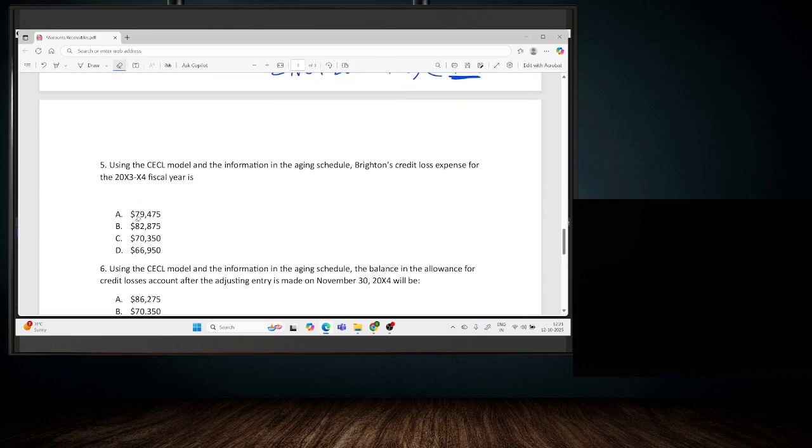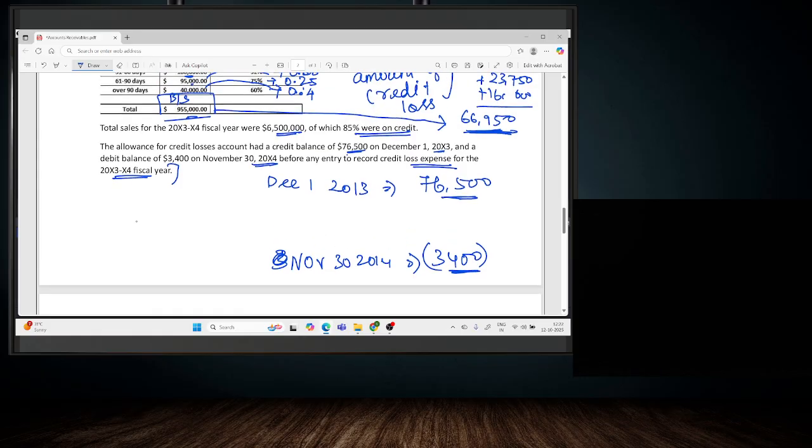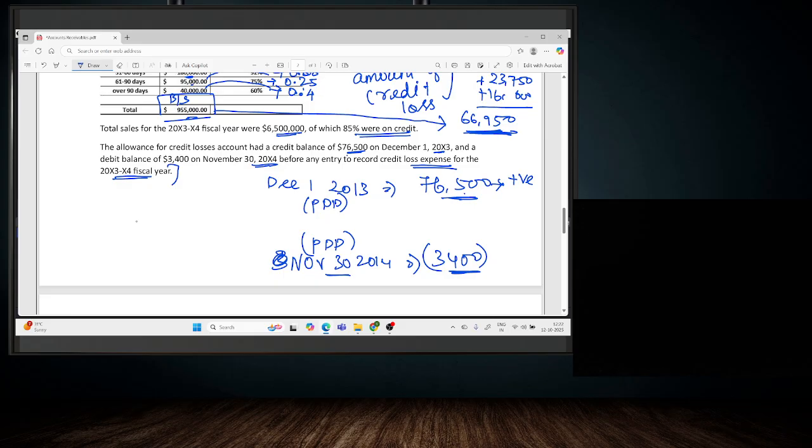Now, before looking at the requirement of the question, let's understand this question. What is the opening balance we had? 76,500. In which account? In provision for doubtful debts account. It is a credit balance, which means it is a positive figure. What is the closing balance we have in provision for doubtful debts account? 3,400. It is a debit balance, which means it is a negative figure.